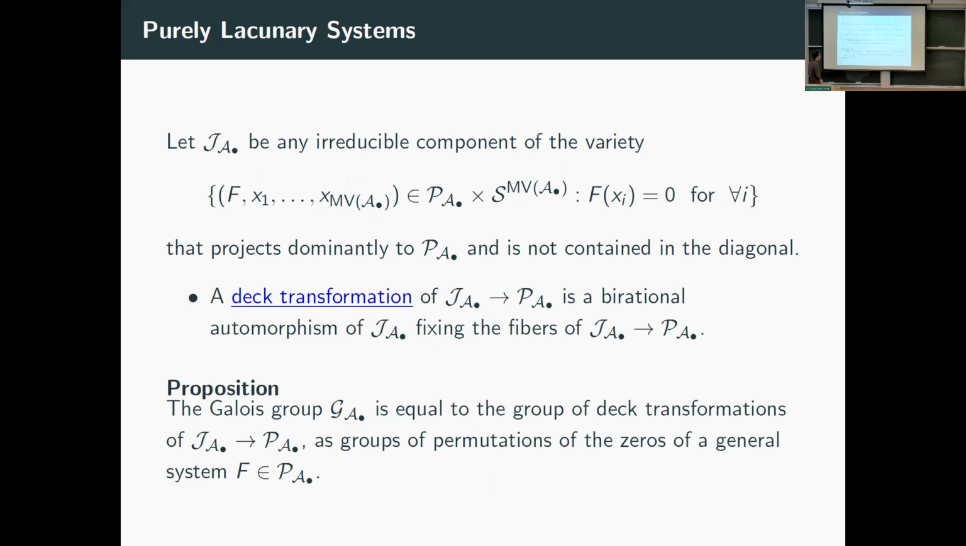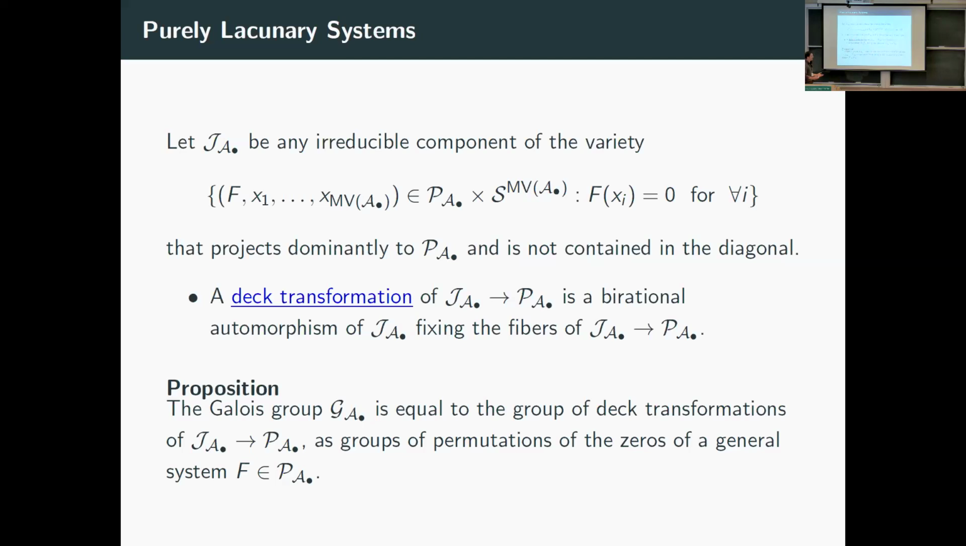Okay, so for those of you that are familiar with some of this, how we look at these Galois groups, this is maybe not something new, but for people that have never seen this, this is maybe a bit scary. So we're going to look at the variety of systems and a list of all of the solutions. Some people might call this a top fiber power of this map. So those are distinct? Yes. Well, in this variety, not necessarily, but I would like them to be distinct. So we're going to let this JA dot be any component of this variety that maps dominantly to our space of parameters and that is not contained in the diagonal. So we're assuming that each of these xij's are distinct for different i and j.